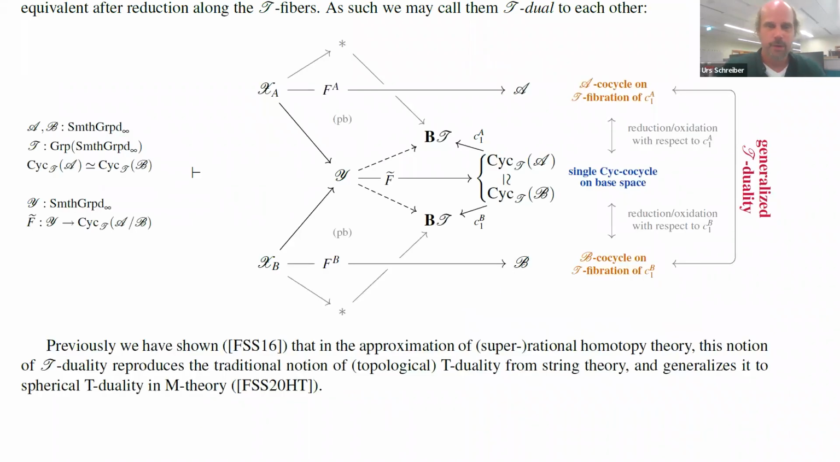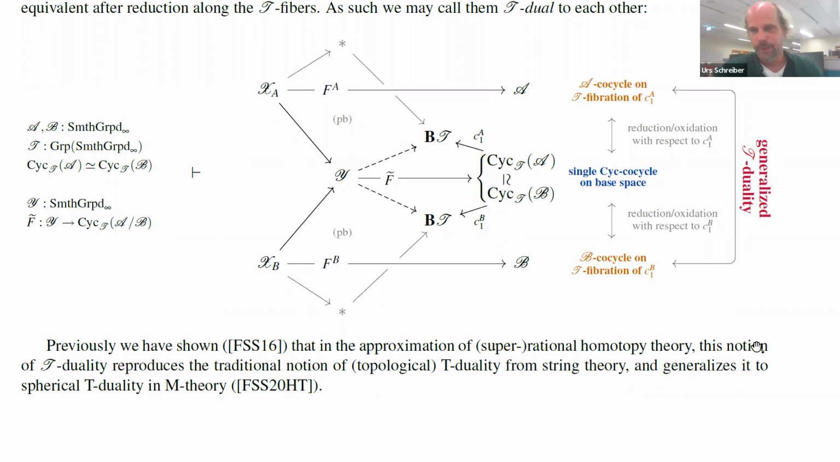So we know that this setup, if A and B are the super rationalization, in the sense of super geometry, super rational homotopy, of the twisted K theory spectrum, so the K theory spectrum, or the bundle of spectra that classifies twisted KU0 and the bundle of spectra that classifies twisted KU1, then such a situation holds and reflects exactly the topological T-duality between K0 on one circle bundle and on the other.